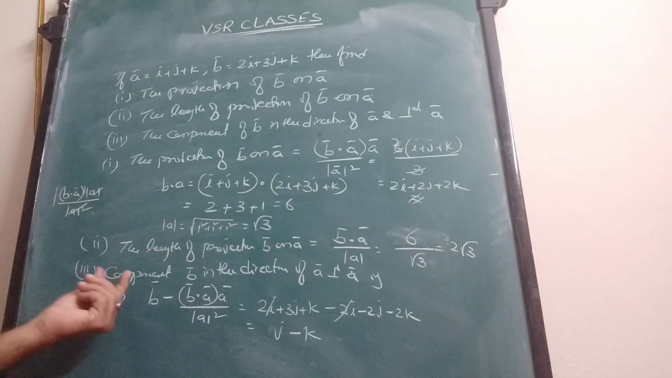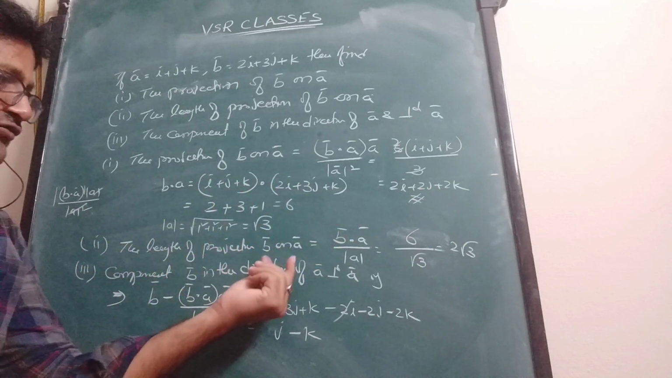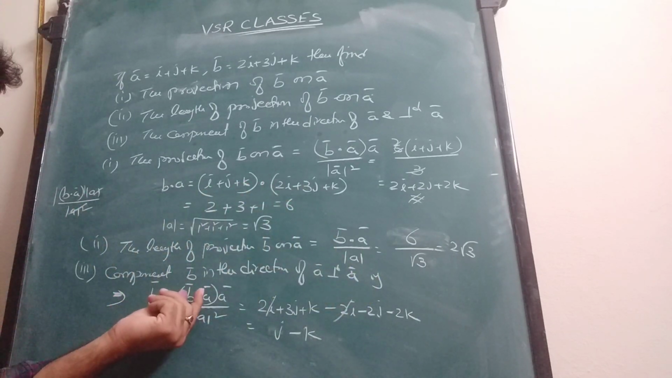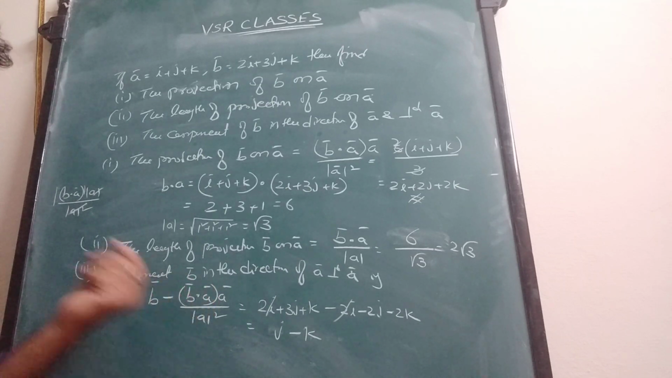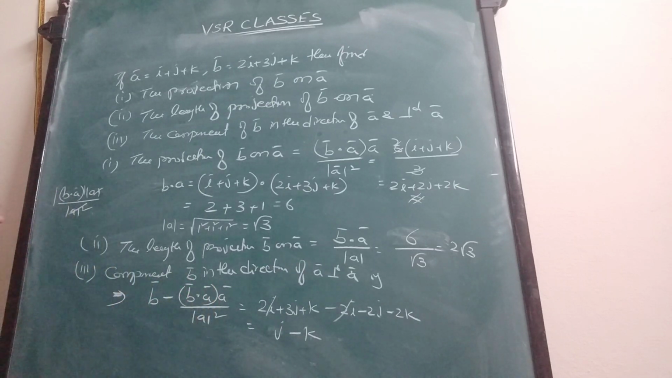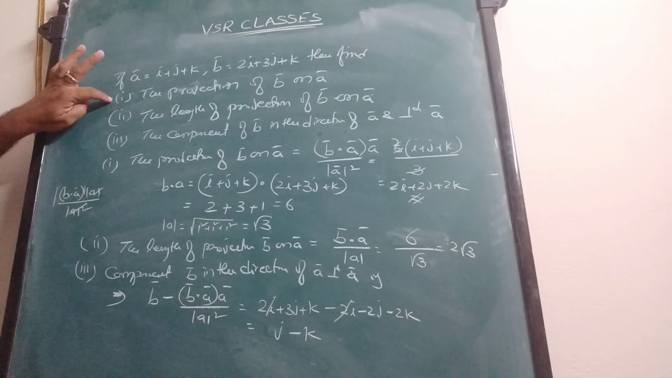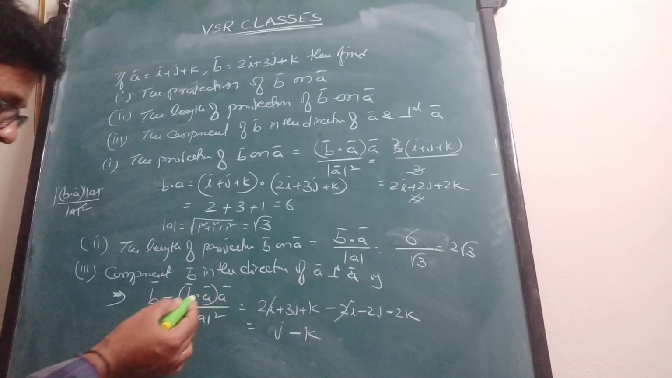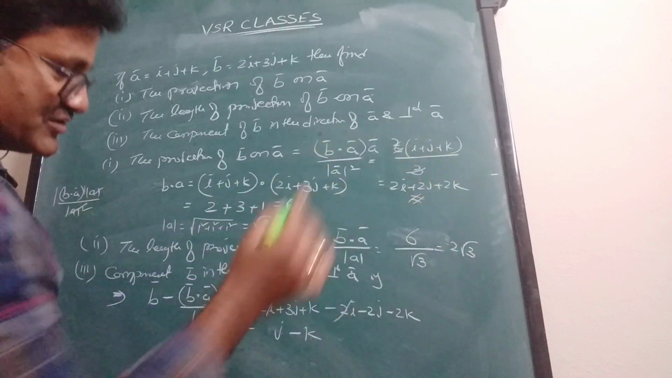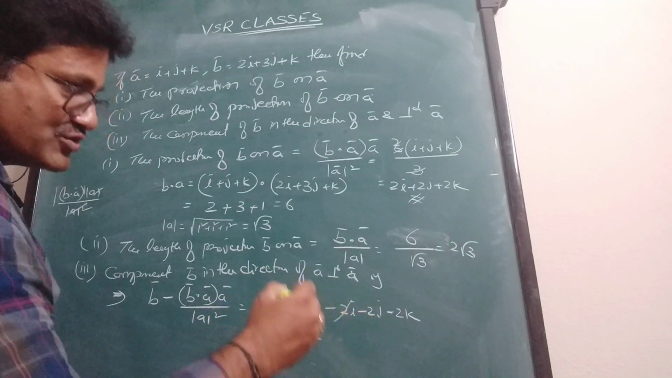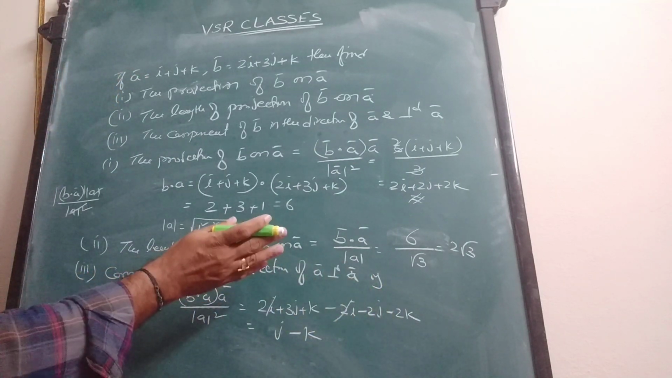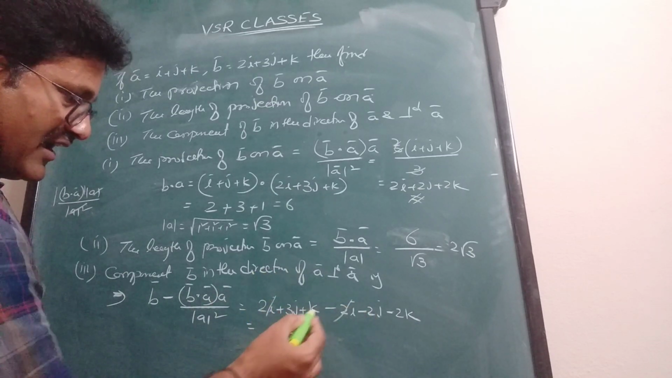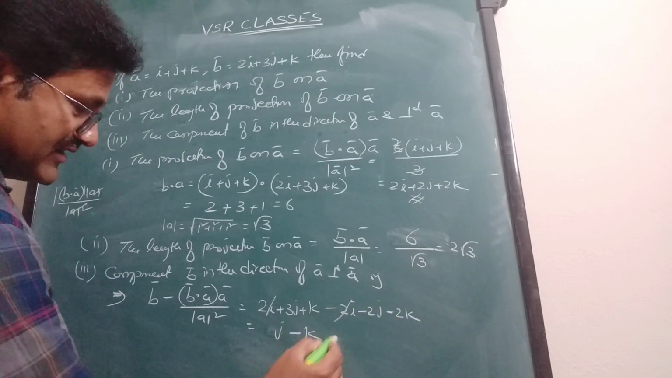Now the third bit, the component of B bar in the direction of A bar perpendicular to A bar is B bar minus B bar dot A bar into A bar by mod A bar square. This is the value we got, and we already got this value from the first one. We can substitute directly. B is 2I plus 3J plus K minus this value. We got 2I plus 2J plus 2K there, minus 2I minus 2J minus 2K. Why? Because I am multiplying with the negative sign. So 2I gets cancelled. 3J minus 2J will be J, and K minus 2K will be minus K. This is your result for this.